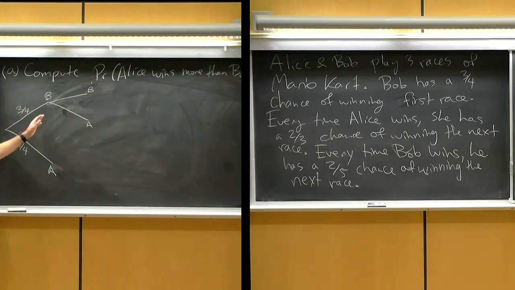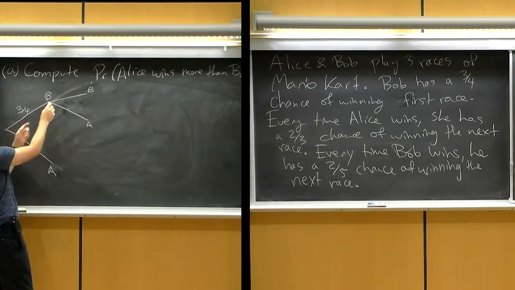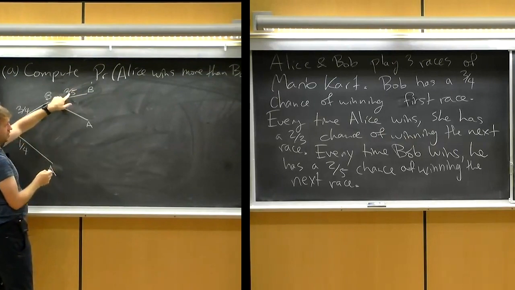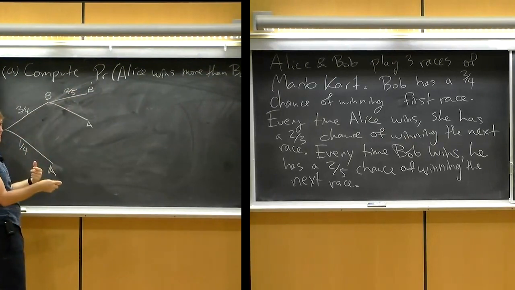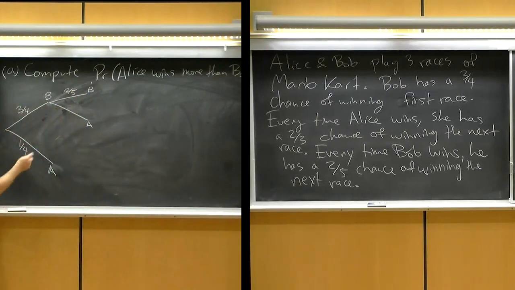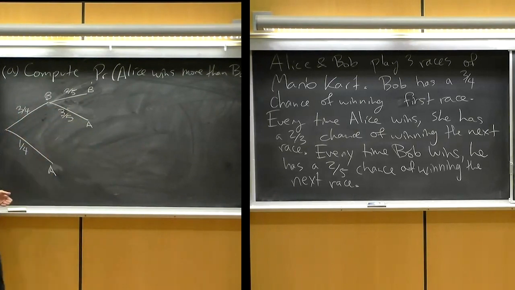For the second round, in this scenario, what should I write for this branch? Yeah, because here we're in the situation that Bob has already won the first race. So he should have a 2/5 chance of winning the next one, because every time he wins, he gets a 2/5 chance of winning the next one. And Alice will have a 3/5 chance of winning the next one.